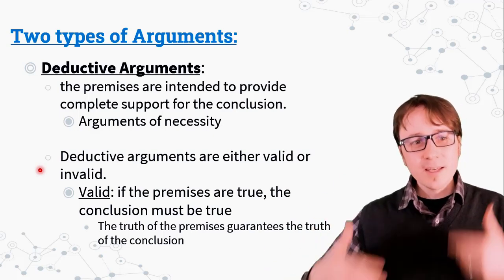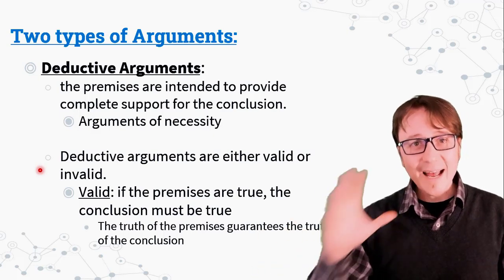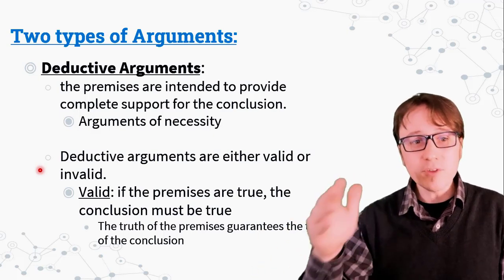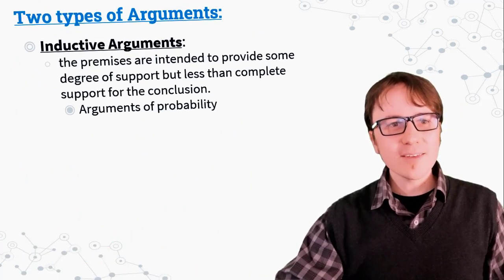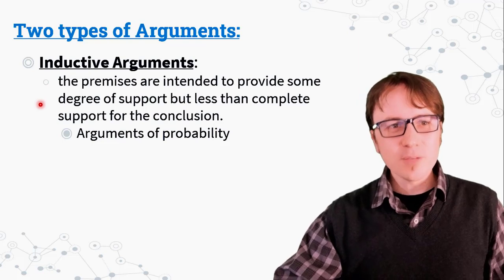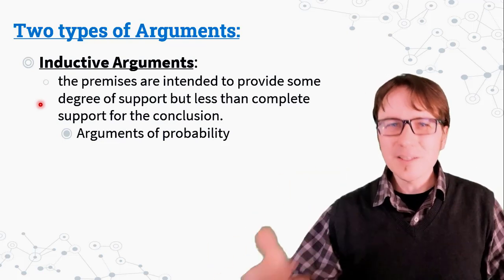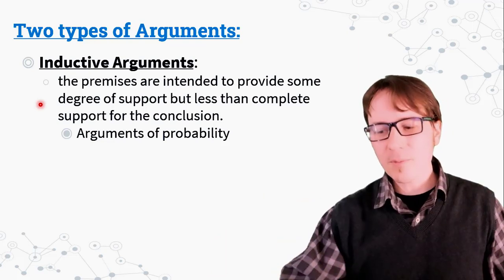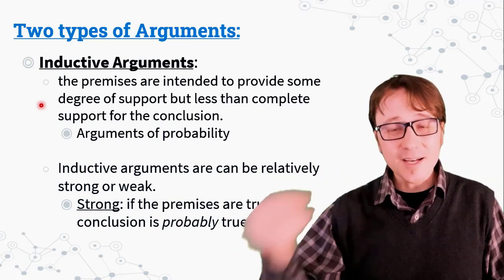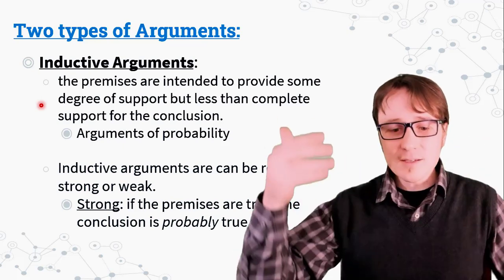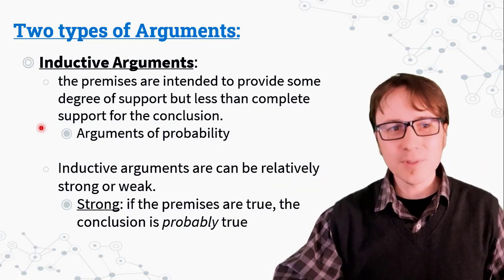A valid argument is one where, if the premises are true, the conclusion must be true. It has to follow. In other words, the truth of the premises guarantees the truth of the conclusion. Whereas for inductive arguments, the premises are intended to provide some degree of support, but less than complete support for the conclusion. They're arguments of probability once again. A good, strong inductive argument will make the conclusion likely, but there's always some room for it not to be the case.